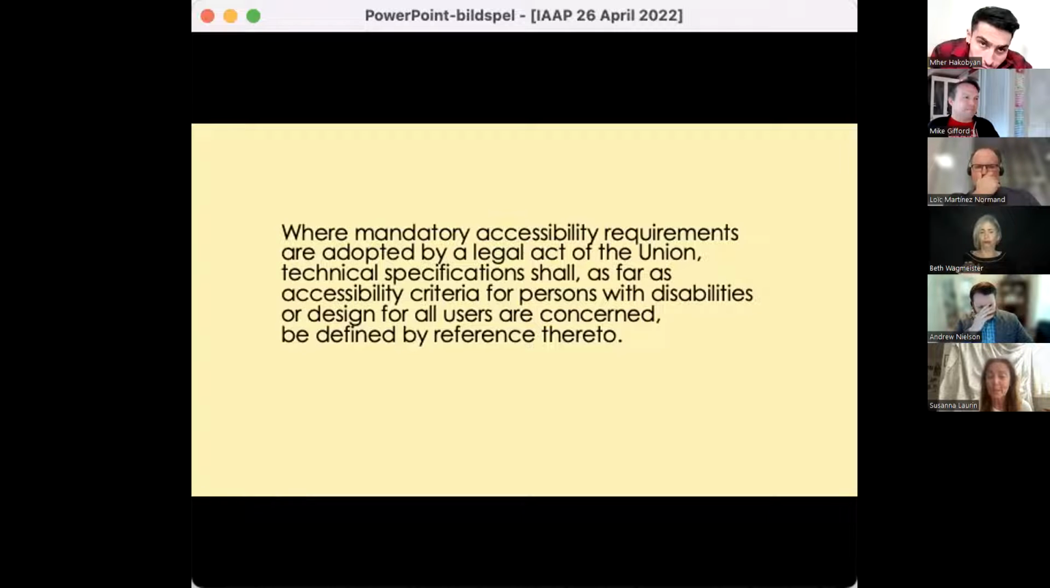Very legalistic language, but it means that the procurement directive is kind of waiting for something else to happen. And that something is happening with the European Accessibility Act. Because with that act, we have technical requirements, technical specifications for accessibility that will be presumed conformance for that directive. And that means that the procurement directive becomes much more enforceable or stronger.